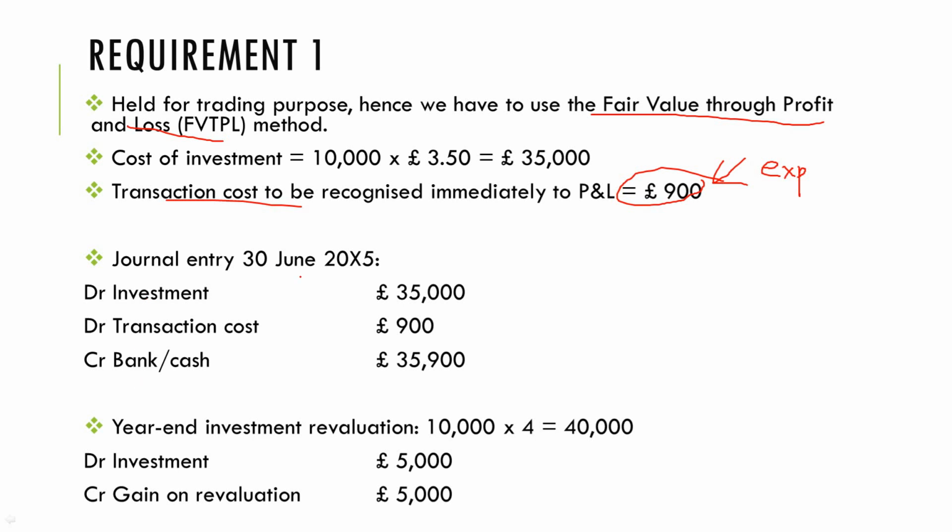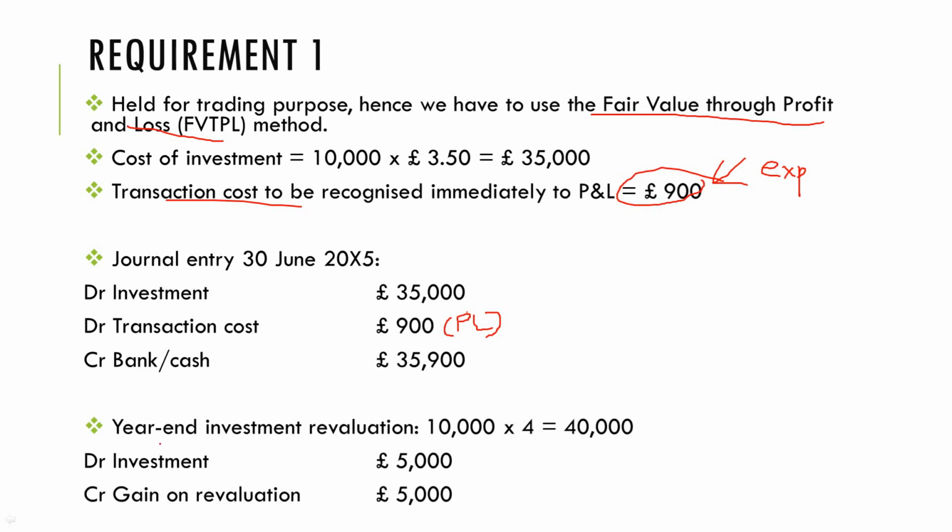So for the year ended 30th June 2005, how do you do the recording? Of course, you have to debit investment because of the increase in asset, and debit transaction cost. This one you have to record in your P&L as expenses, and you have to credit your bank or cash, because we buy this investment, so we assume that we are using bank or cash in hand.